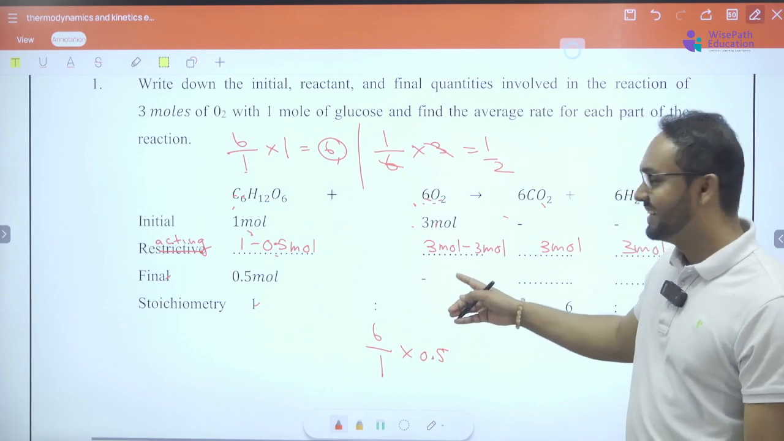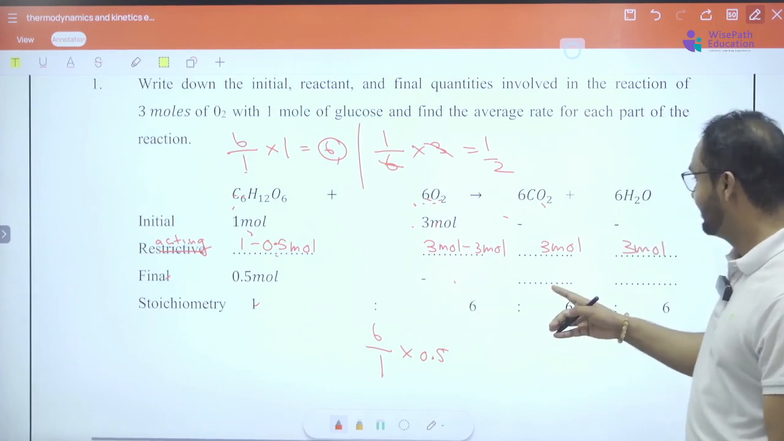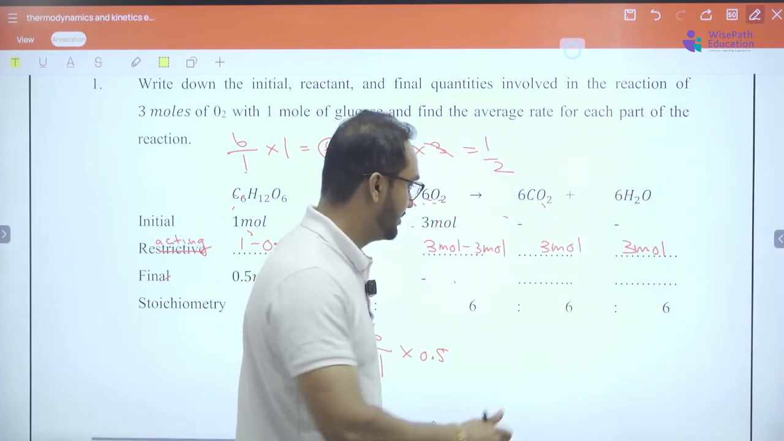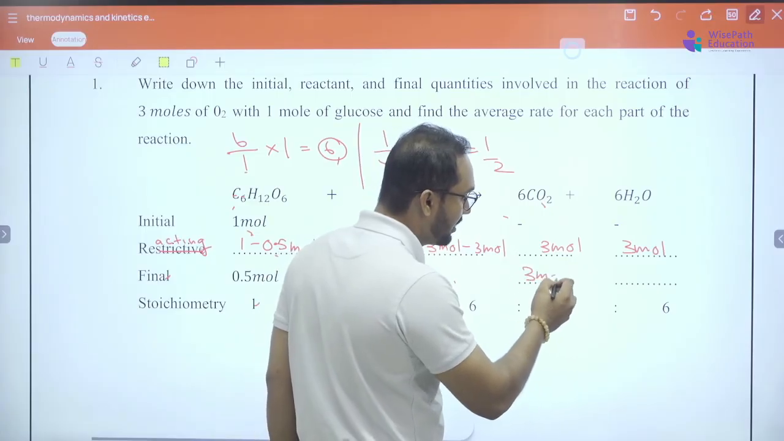And this is completely reacted. 3 moles of this are produced and 3 moles of that are also produced, right?